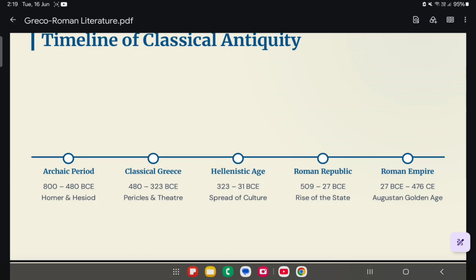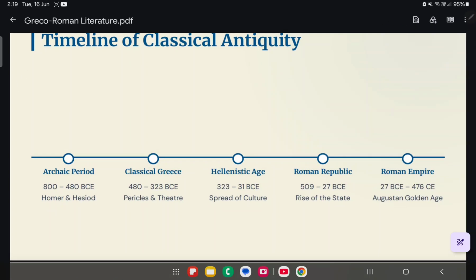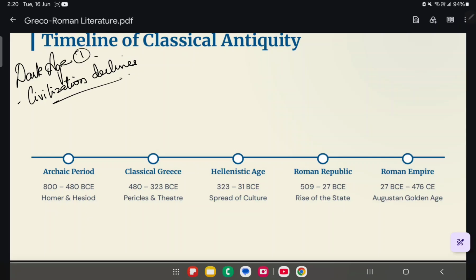So, children, you may often memorize these literary periods like a shopping list, but that is dangerous. Consider literary history like a story. Okay, Dark Age, Episode 1. Civilization declines. Episode 2. Archaic period. Homer appears. Epic poetry begins. Episode 3 is Classical Age.